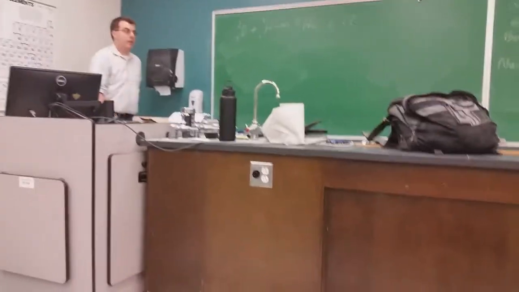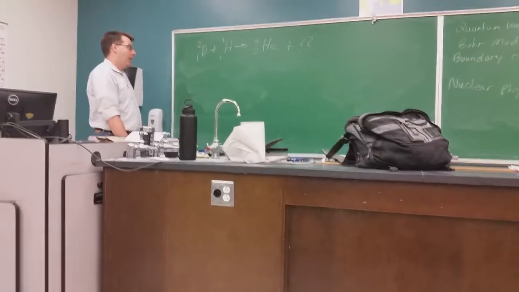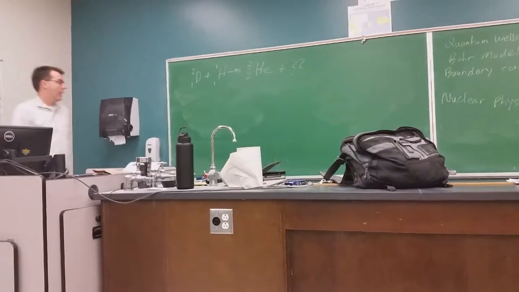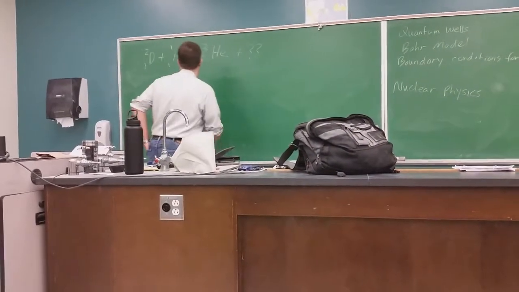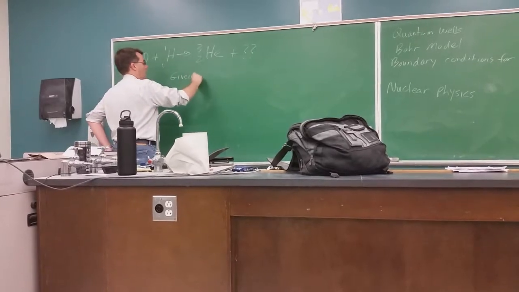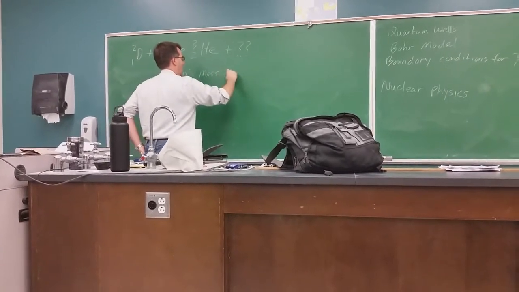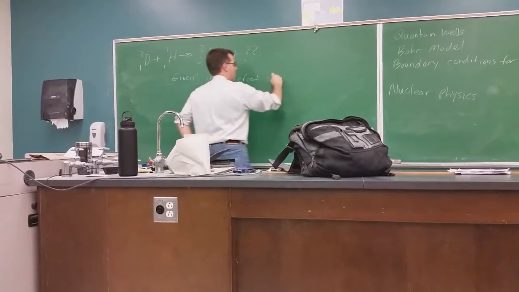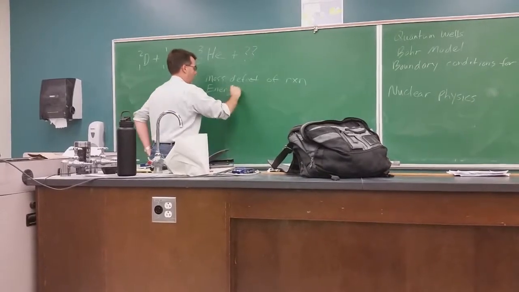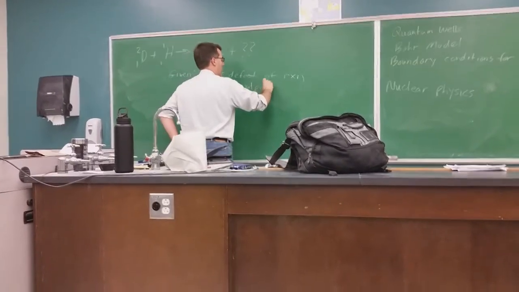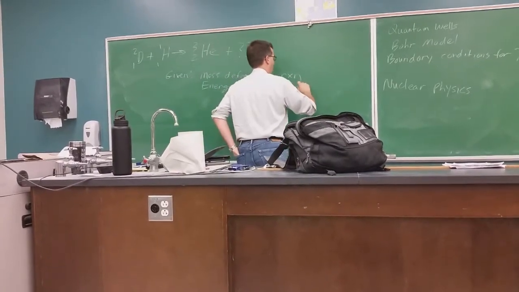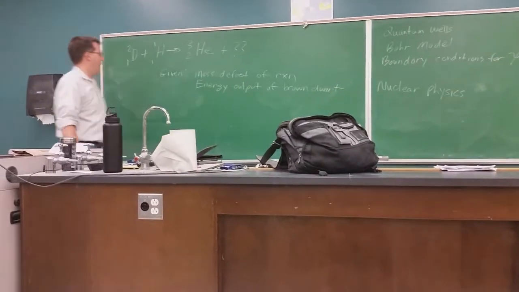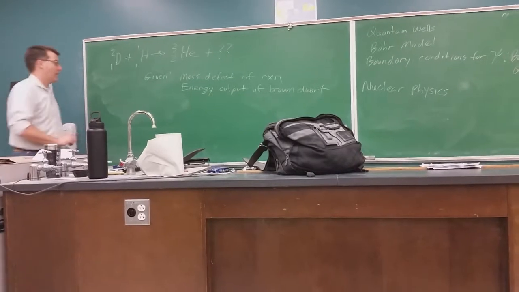So one thing that we could ask is, if we had this reaction, if I told you the amount of energy that the brown dwarf was putting out, and I told you the mass defect of the reaction, and the energy output of the brown dwarf, could you figure out how much helium-3 is produced per second?